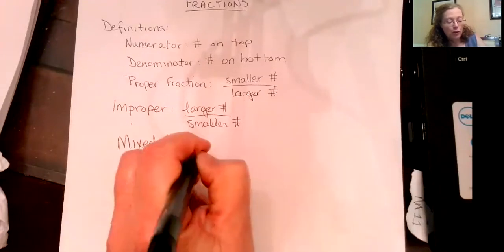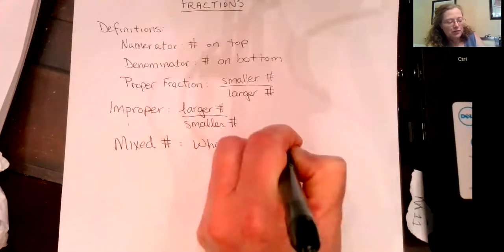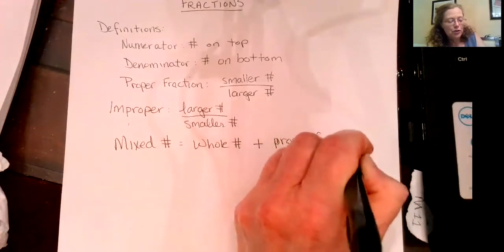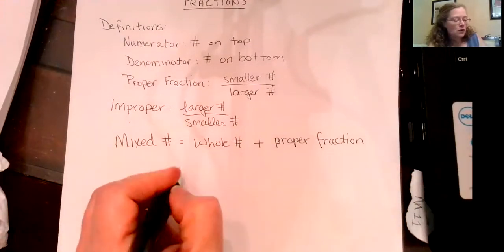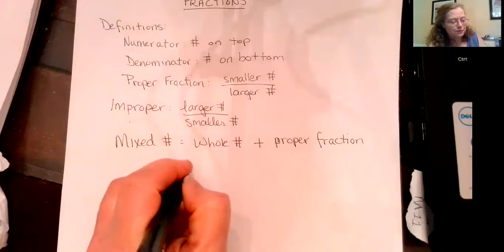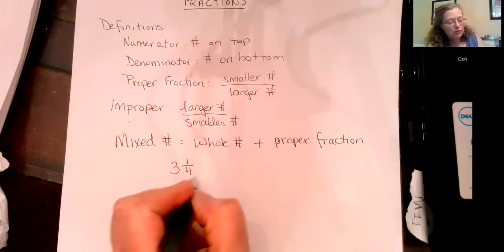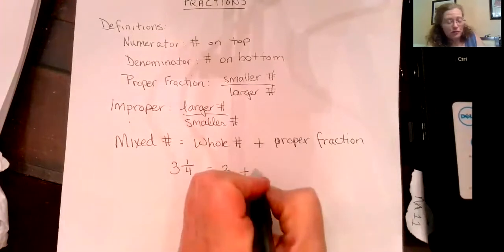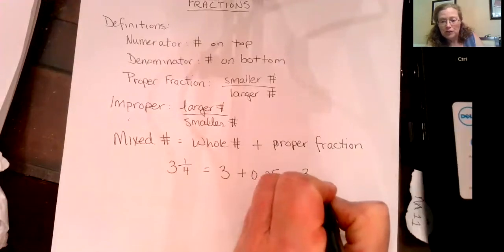and that is a whole number, and I'm going to say plus an improper fraction. I'm sorry, a proper fraction, because that's what we actually do. For example, if I had something like 3 and 1/4. The 1/4 could be thought of as a decimal, as 0.25. So the value of 3 and 1/4 could be thought of as 3.25.